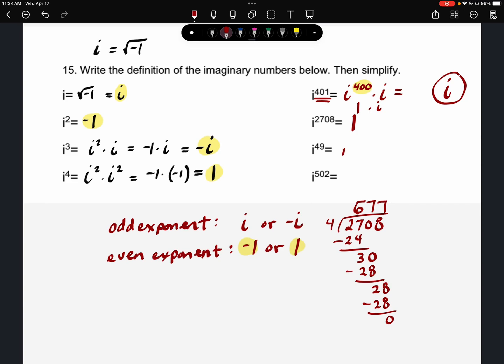i to the 49th, remember that's i to the 48th times i. i to the 48th is divisible by 4, so that's like saying 1 times i, which is going to be i.